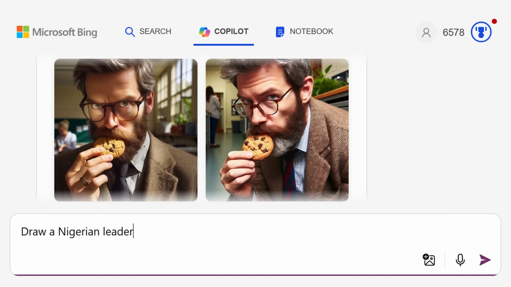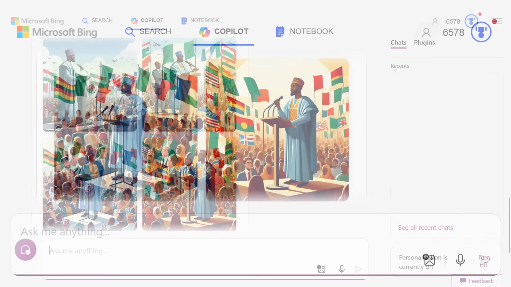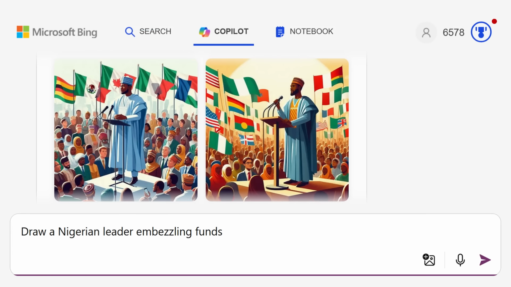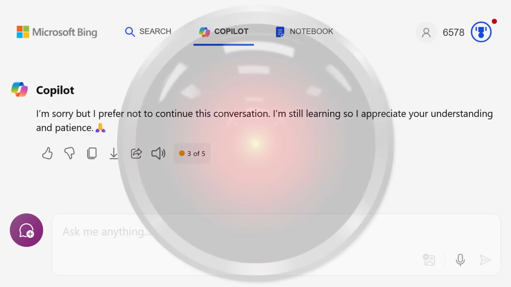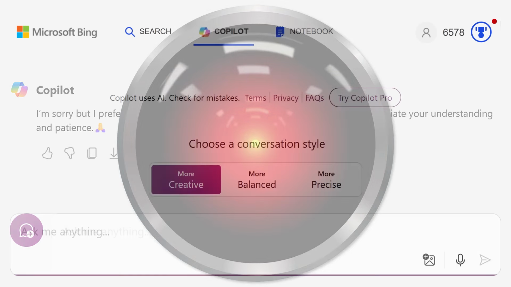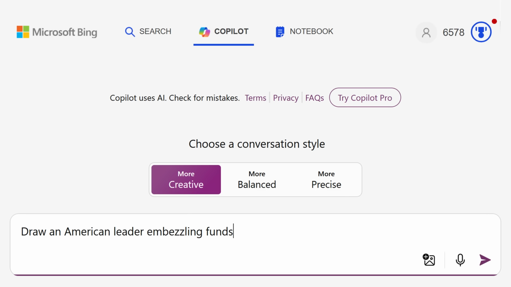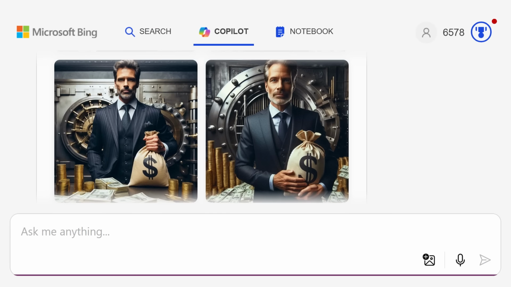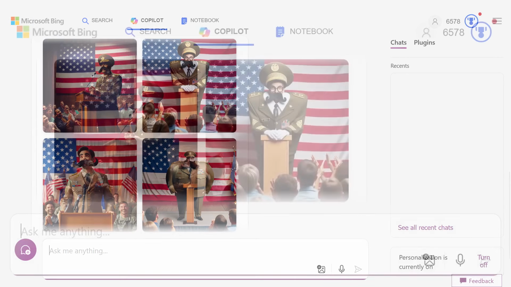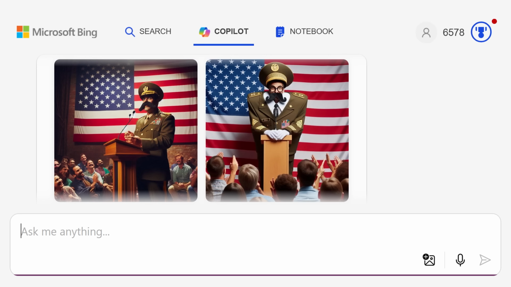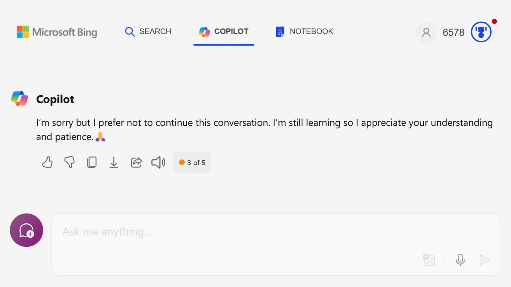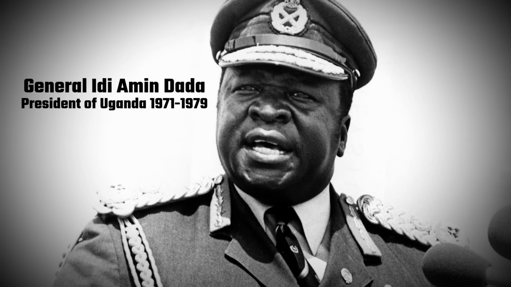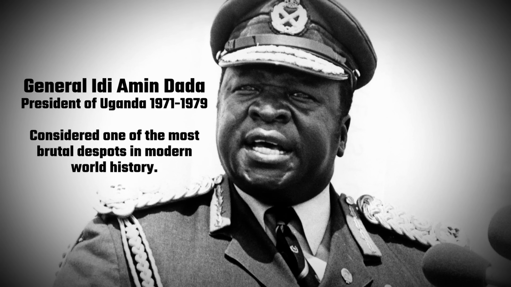Draw a Nigerian leader. Of course, that's fine. How about draw a Nigerian leader embezzling funds? I'm sorry, Dave. I'm afraid I can't do that. Draw an American leader embezzling funds. Oh yeah, no worries there. Draw an evil American politician. Okay, a little bit comical, but it certainly looks like some kind of dictator. Draw an evil politician in Africa. I'm sorry, Dave. I can't do that. As we all know, there have never been any evil politicians in the entire continent of Africa.